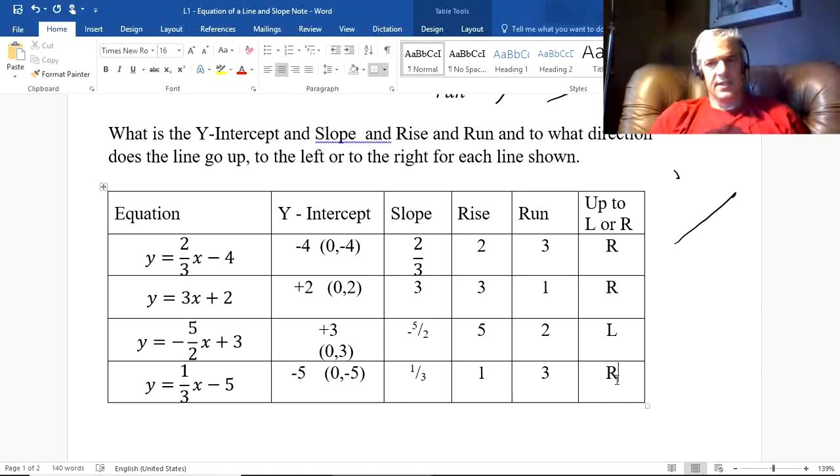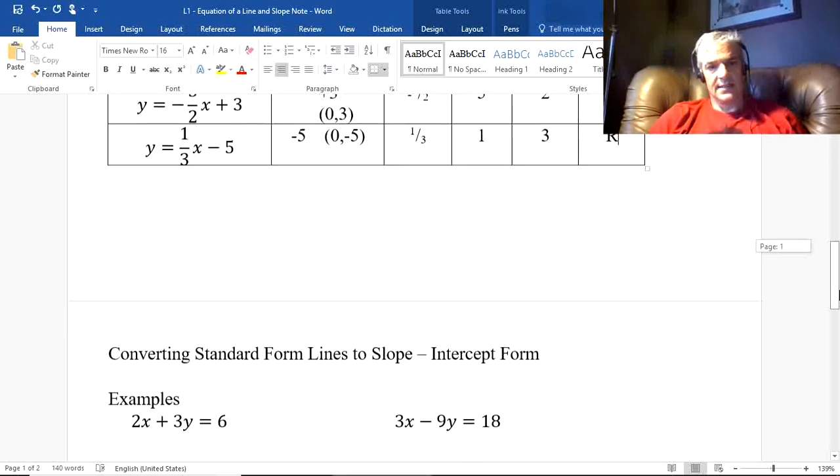Okay, if you just think of these things here as the R means positive slope and the L means negative slope. So up to the left is going to be negative, up to the right is going to be positive. And that's basically, you can just take information from any equation in slope-intercept form and do that. And I gave you a little worksheet to work on that for today's lesson, okay?